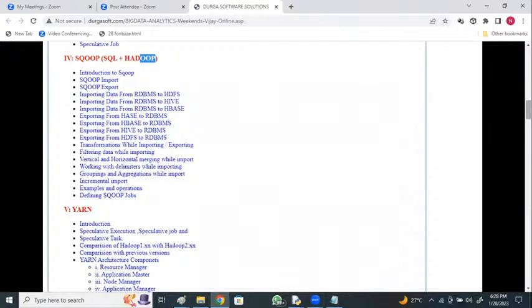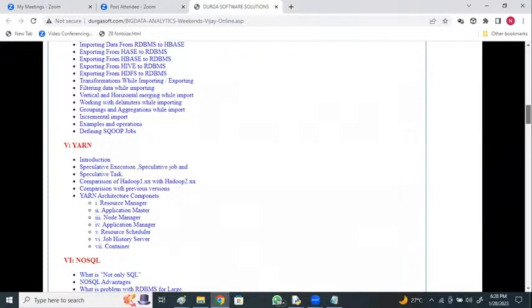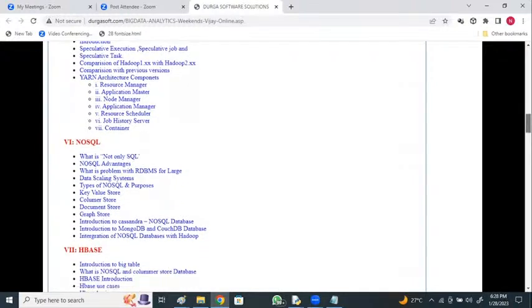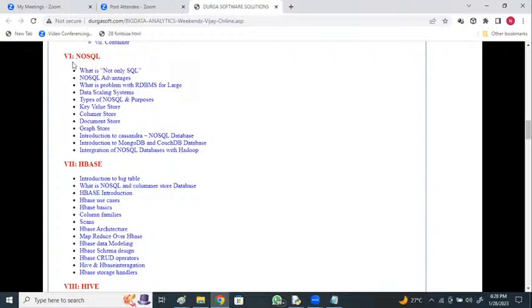YARN, Yet Another Resource Negotiator. From Hadoop 2 onwards, we got many architectural changes. And as a Hadoop and Spark developer, you need to have an idea about at least one NoSQL database, not only SQL, for schema-less behavior and random access. The NoSQL advantage is that record to record, a different number of fields or columns can be maintained. In SQL, from the first record to the last record, the same number of columns must be maintained. But in NoSQL, my first record can have 3 fields, the second record 5 fields, the third record 10 fields.